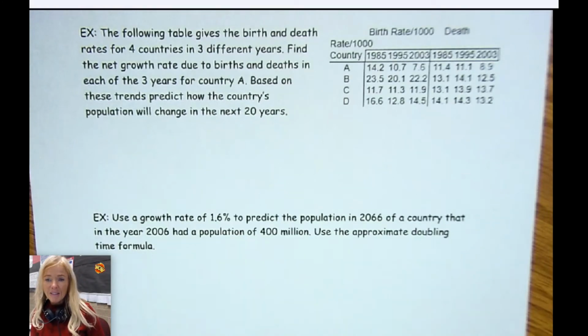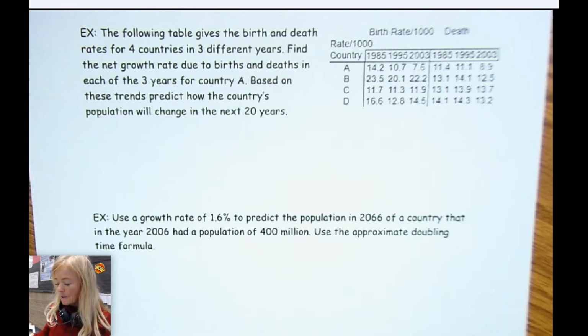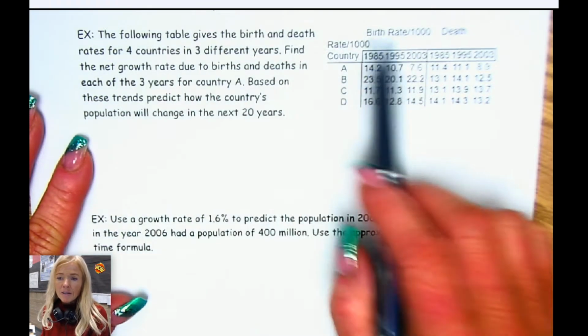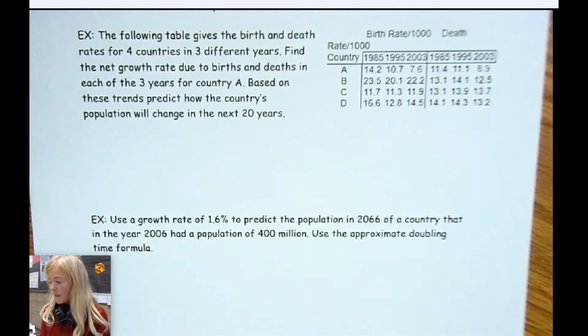All right, now we have 8C part 2. Last two examples of all we're going to do with this video. This is a type of problem that you would have on your homework for 8C, and it has to do again with the growth rate, which remember is the birth rate minus the death rate.